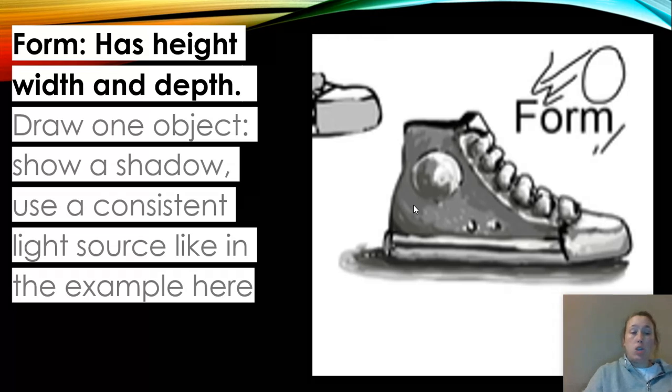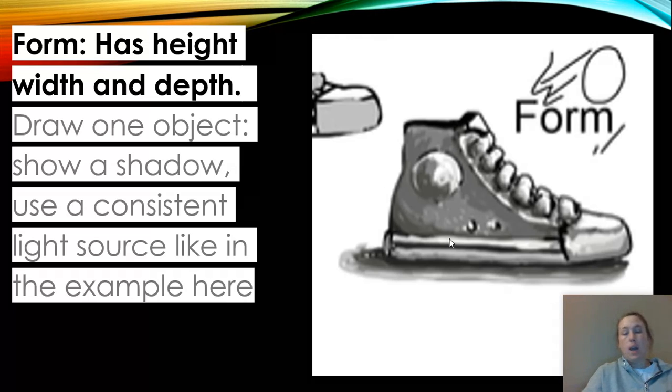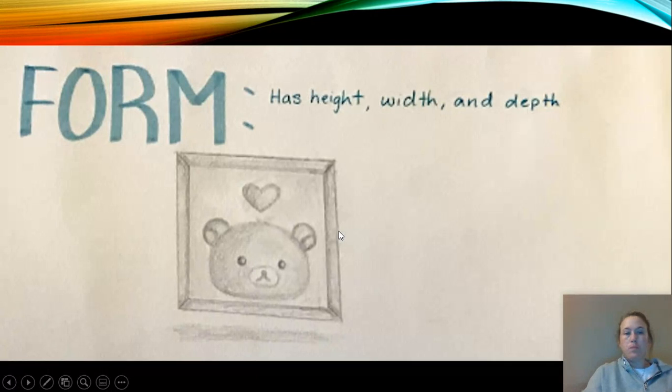So draw one object and show a shadow. Use a consistent light source like the example above. So a shadow, like a cast shadow here. If this is our sun up here, pointing down, the light's hitting it here. You can see this side of the shoe is lighter, and then it reflects a shadow down here. And then it's got values in it, just like the last slide, lights, mediums, and darks. And it helps create form. Another way you could do this, if you know how to draw a cube and turn a square into a cube, or a cylinder, a circle into a sphere or anything like that, you could do that too. Here's an example. So we've got different shading. We've got a light source from this side, and then there's even a shadow under the frame.